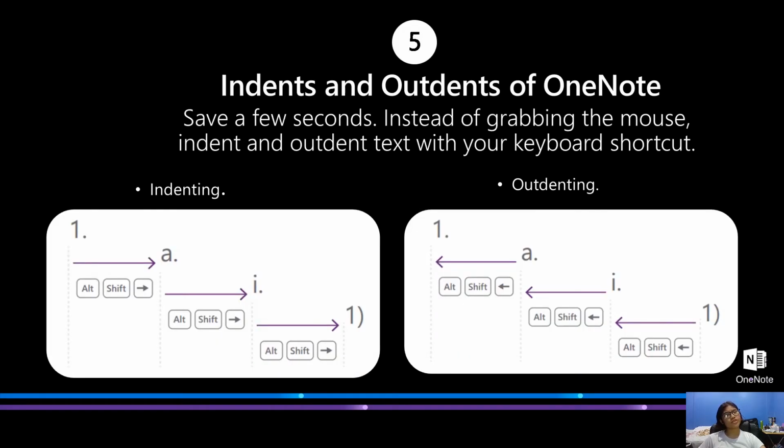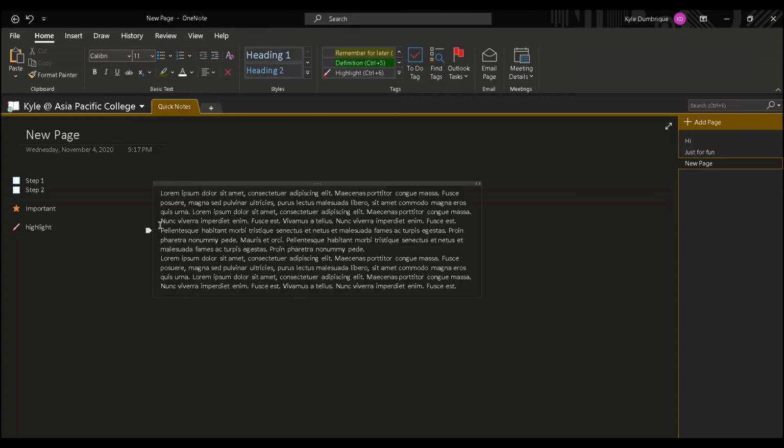Next is also indenting and outdenting. As with the online version, we can use Alt Shift Right arrow or Tab for indenting and Alt Shift Left arrow or Shift Tab for outdenting. If we want to indent here, I will just press the Alt Shift Right arrow key and the Alt Shift Left arrow key for outdenting. Also, just press Tab if you want. It's the same for indenting, and Shift Tab for outdenting.